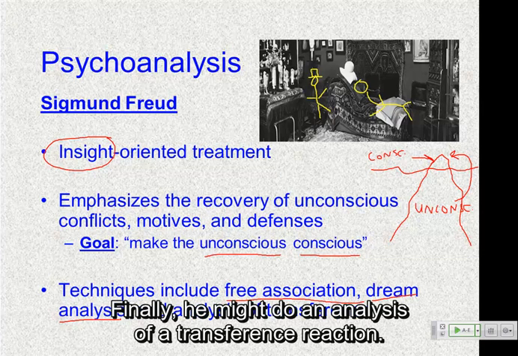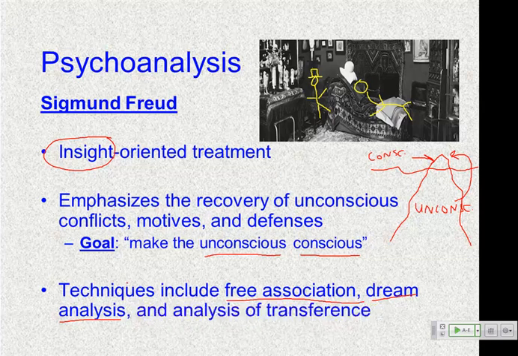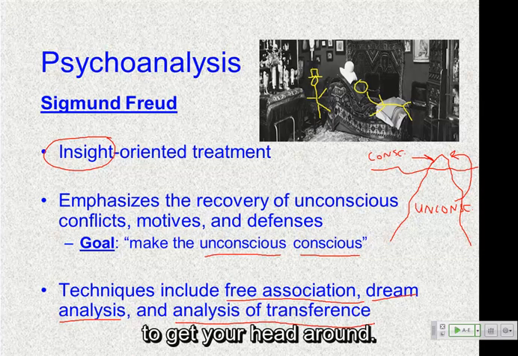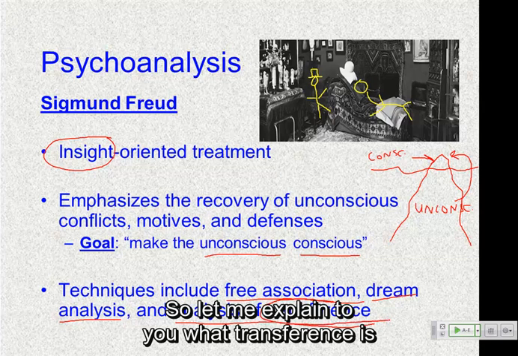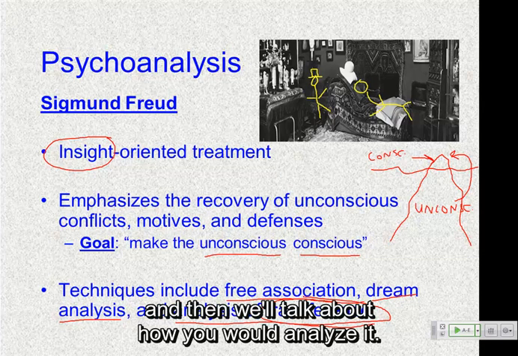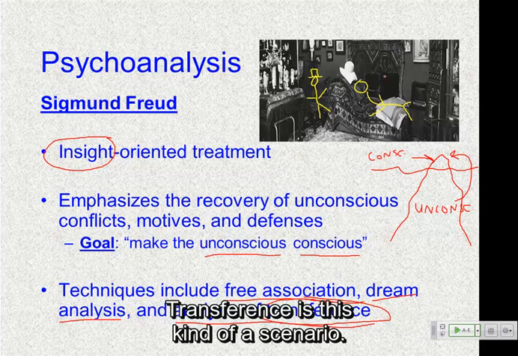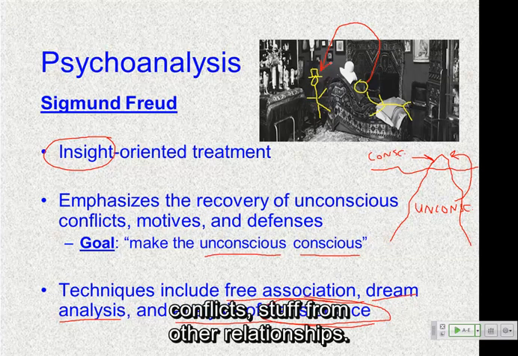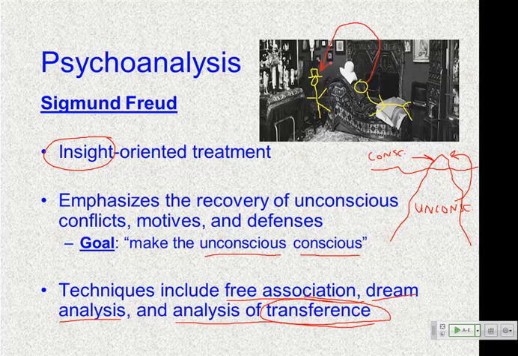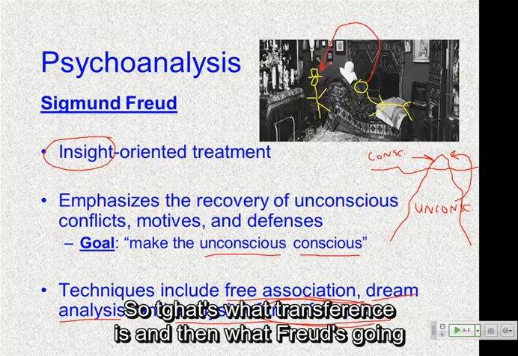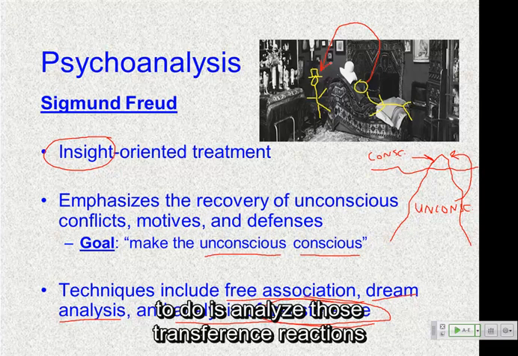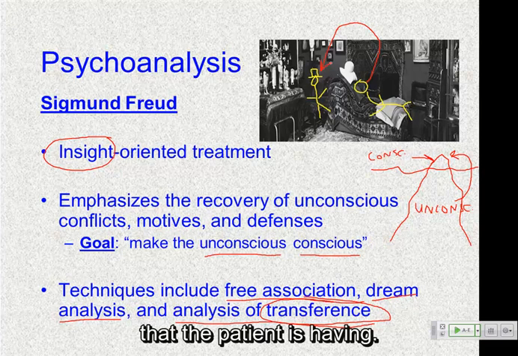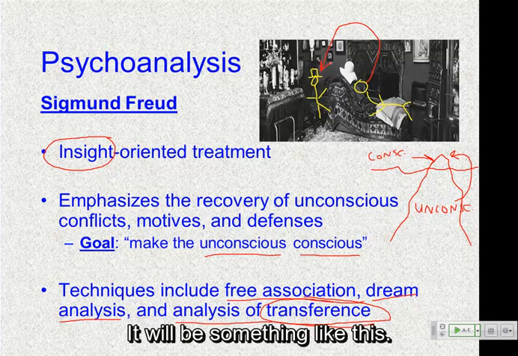Finally, he might do an analysis of a transference reaction. So this is actually the most complicated of the three to get your head around. Let me explain to you what transference is, and then we'll talk about how you would analyze it. Transference is when the patient transfers onto Freud concerns, issues, conflicts, stuff from other relationships. So that's what transference is. And then what Freud's going to do is analyze those transference reactions that the patient is having. So what would this be like? It would be something like this.